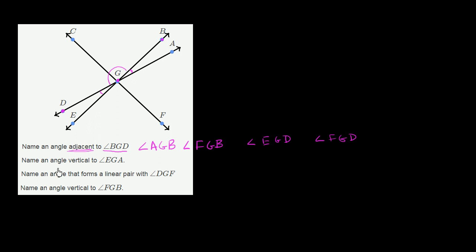Let's do this next one. Name an angle vertical to angle EGA. Angle EGA. So this is this angle right over here. And the way you think about vertical angles is imagine two lines crossing, just like this. They could literally be lines, and they're intersecting at a point. This is forming four angles, or you could imagine it's forming two sets of vertical angles.